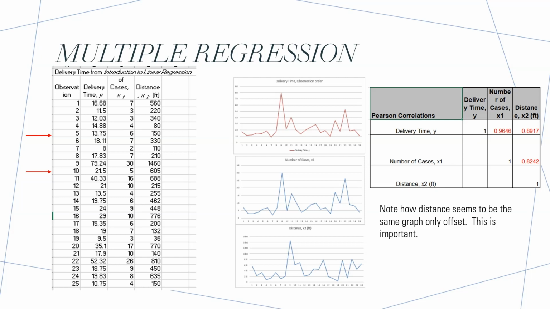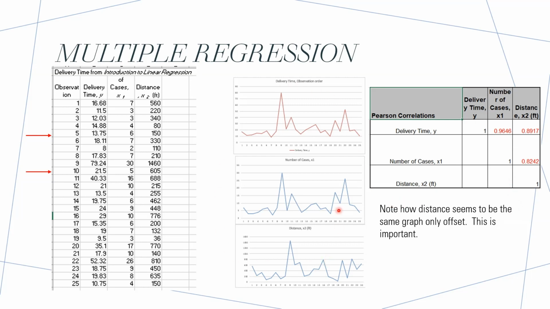So what do we do? Well, we plot all the data and we do a correlation study. Looking at the correlation study, we have very high values. They're all positive: 0.96, 0.89, 0.82. This says that delivery time has a positive relationship with the number of cases and the distance, and also that the distance has some relationship to the number of cases. That may or may not be true, but we'll see.